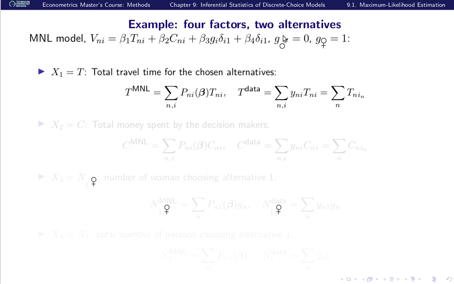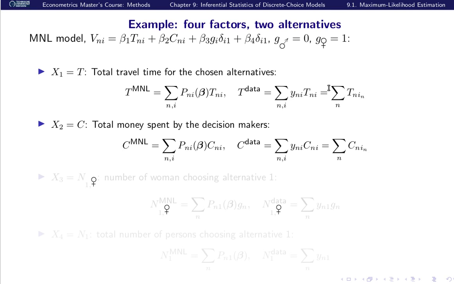The first property sum is just the total time. The total time modeled is just the sum over all decisions and all alternatives, the model probability as a function of beta times the time for decision n at alternative i. At the data you just sum up the travel times of all realized decisions, only the realized one. With the cost it's basically the same.